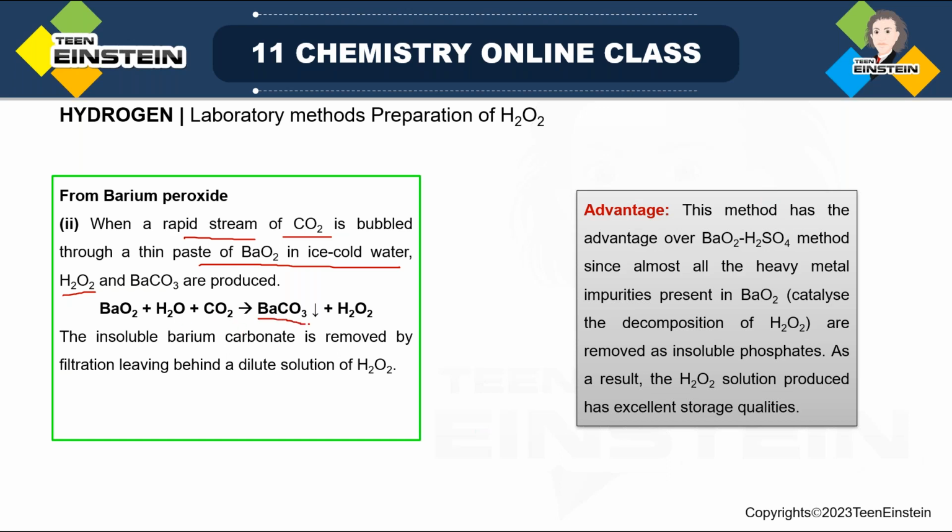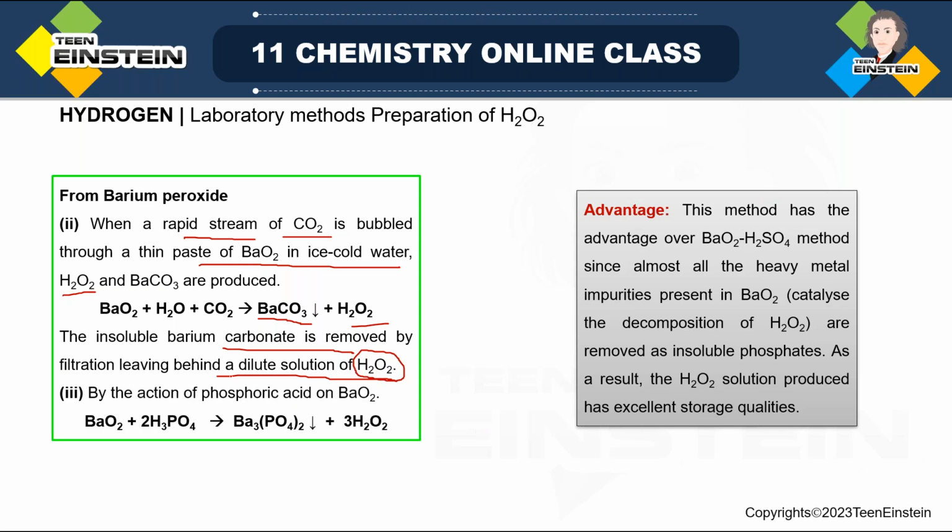So we are getting BaCO3. In the previous case we have obtained BaSO4. Now we have obtained BaCO3. Now this will also be precipitated and H2O2 is the byproduct. Now the insoluble barium carbonate, just like BaSO4, is insoluble, so you can easily remove it by filtration, leaving behind a dilute solution of H2O2. So by the same method you can remove the other product so that we can get H2O2 only.